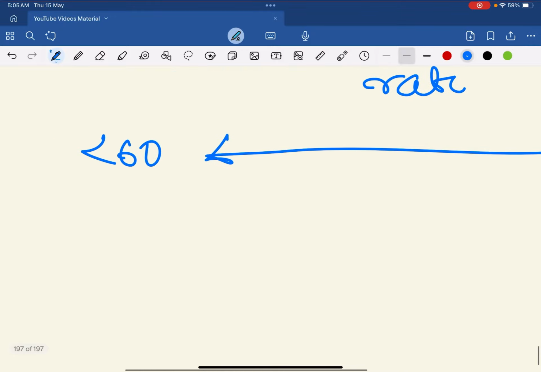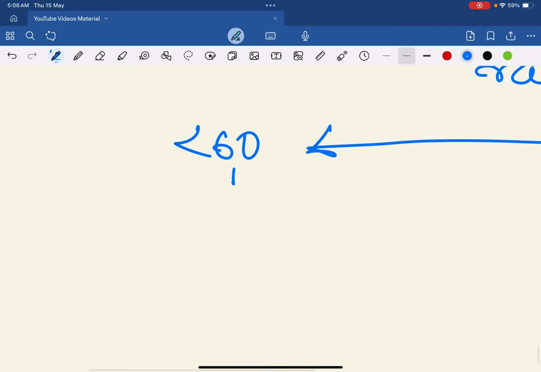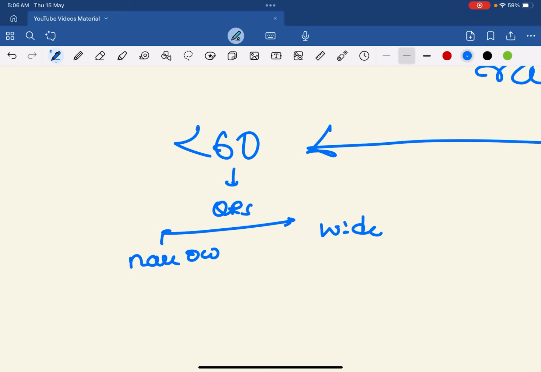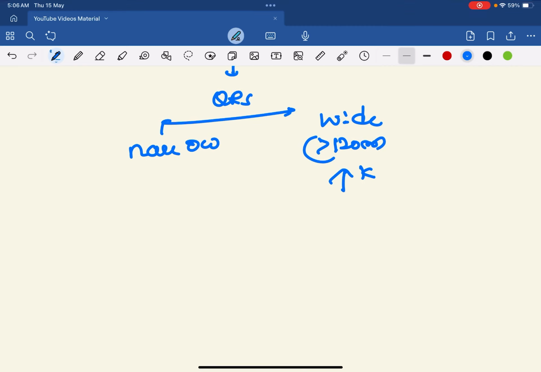So what if the heart rate is less than 60? When the heart rate is less than 60, what you have to see is the QRS complex, whether it is wide, normal or narrow. When I say wide, it means it is more than 120 milliseconds. If it is wide, you have to suspect hyperkalemia. If it is narrow or normal, you have to suspect sick sinus syndrome.